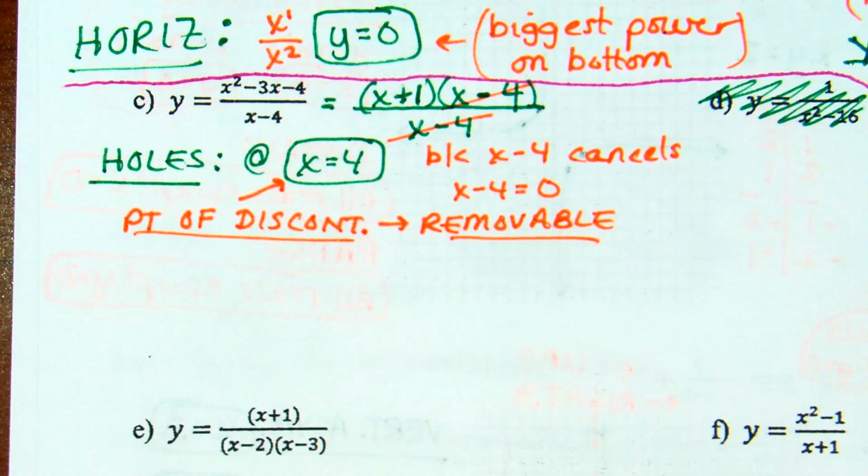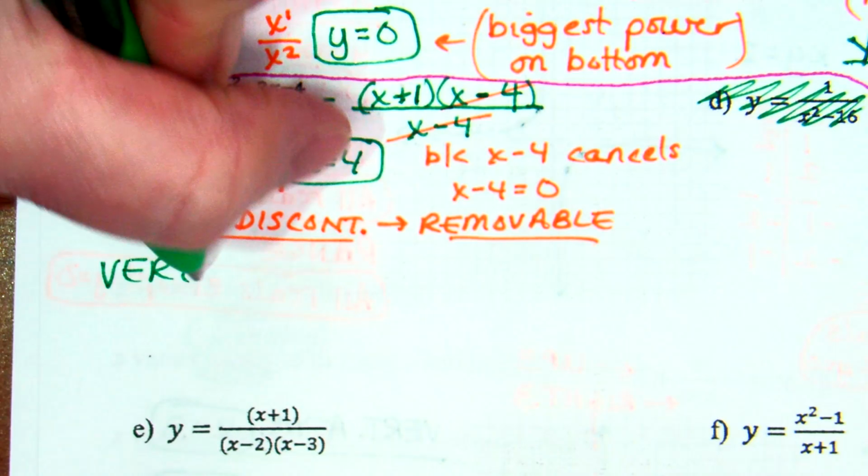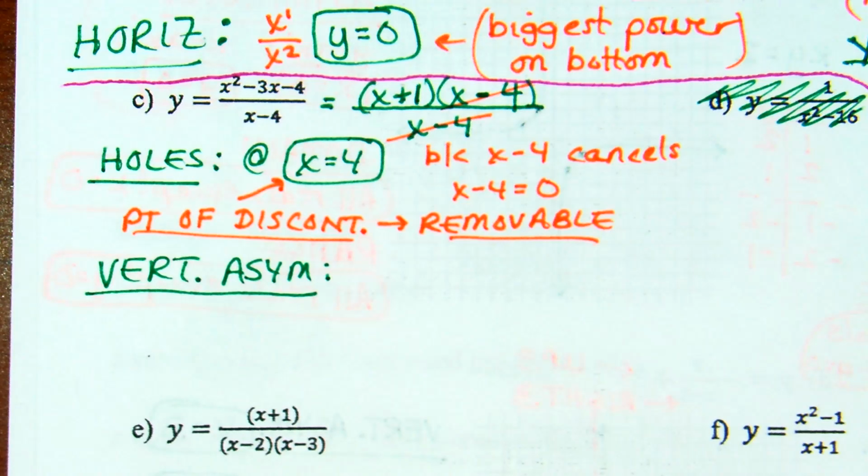Okay, we've already talked holes, yes? Next, we're going to talk vertical asymptotes. How do I decide vertical asymptotes? Set the denominator equal to 0. What happened with our denominator, though? It canceled to become a hole. A point could have a hole or a vertical asymptote, but you can't have a hole and a vertical asymptote at 4. It's not possible. It's one or the other.